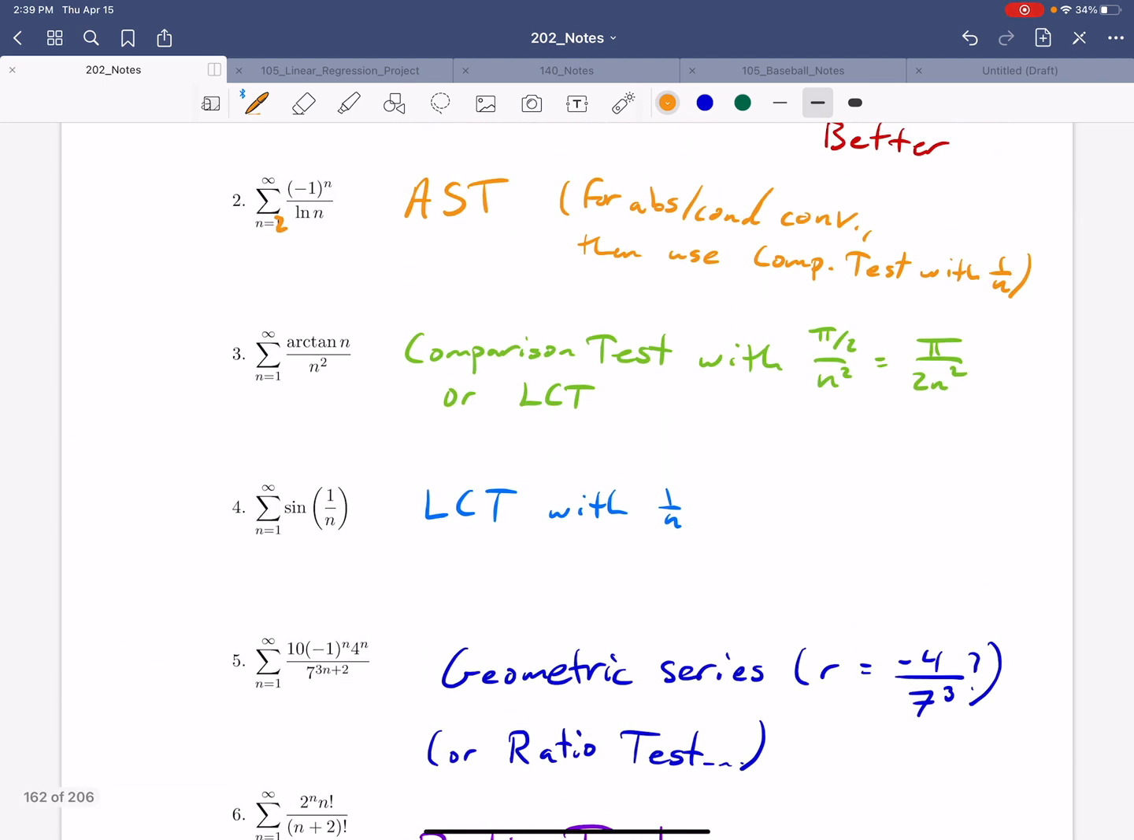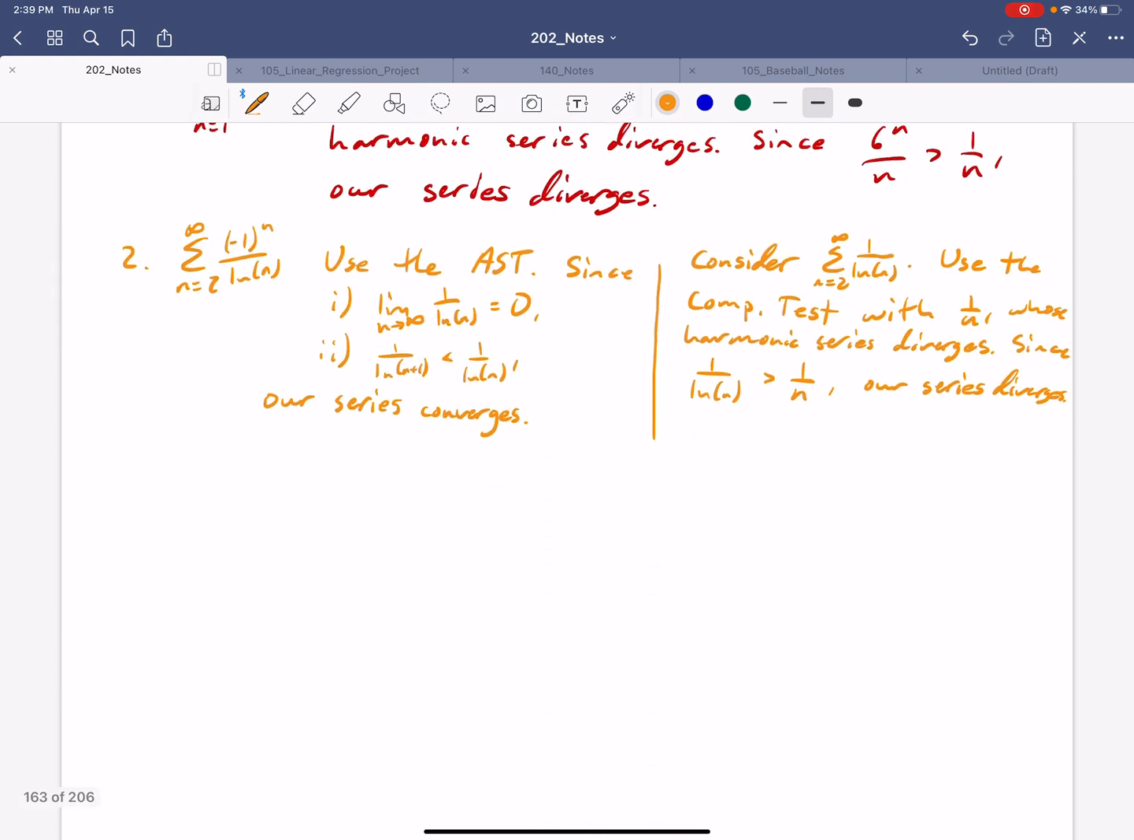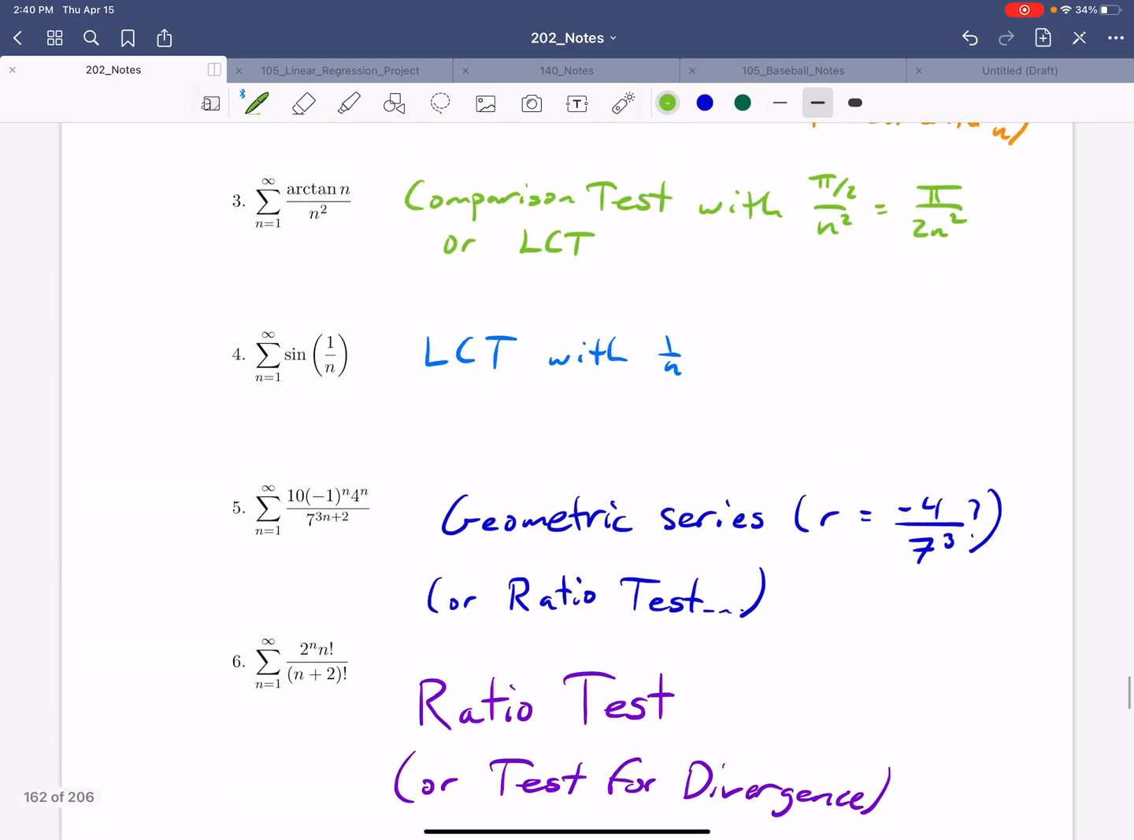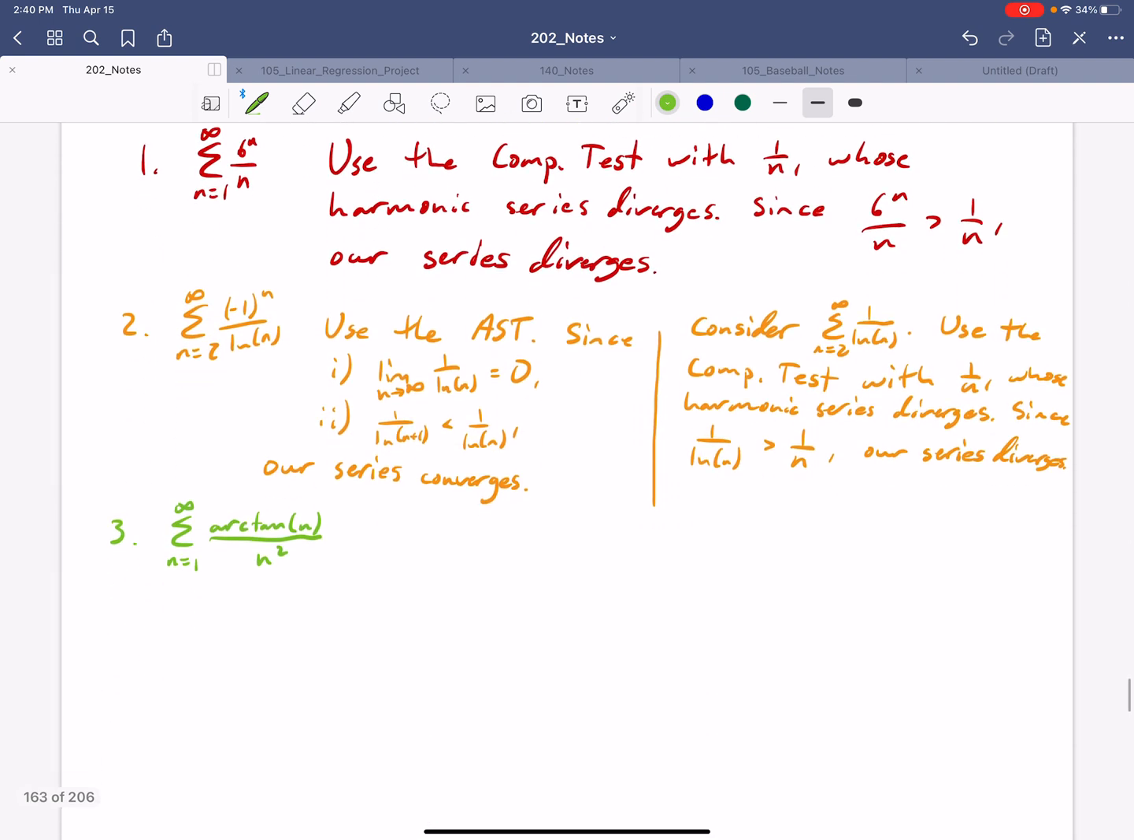On to number 3, the arctan of n over n squared. I guess that was starting at 1. Doesn't really matter where we start in terms of convergence or divergence, right? This stuff converges or diverges at the tails. So what should we do for this one? What did we say? I wanted to use the comparison test. Yeah, or the LCT, right? I think the LCT is a little safer, but really it's fine either way you do it. But use it with 1 over n squared, whose p series, p equals 2, converges.